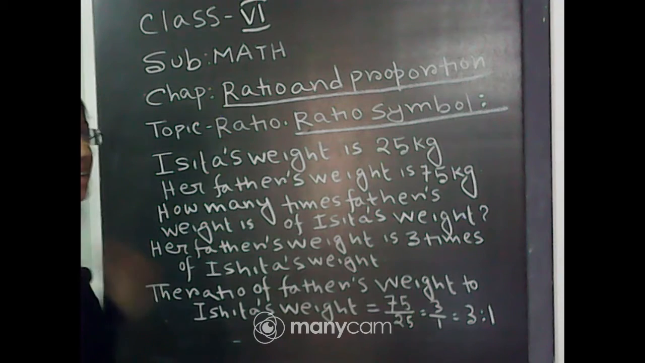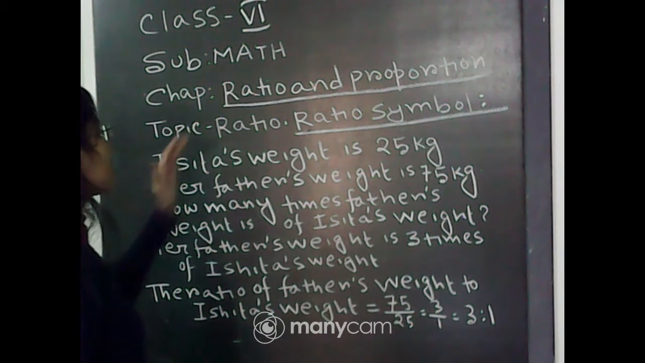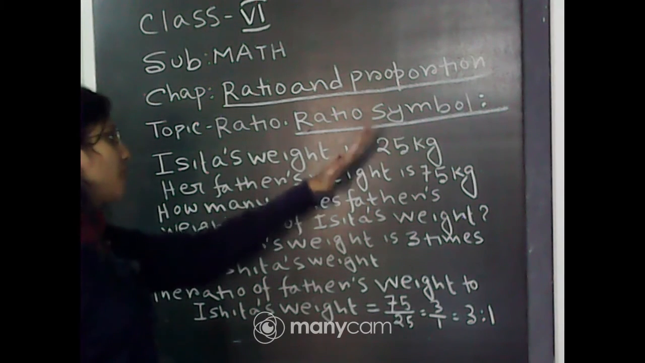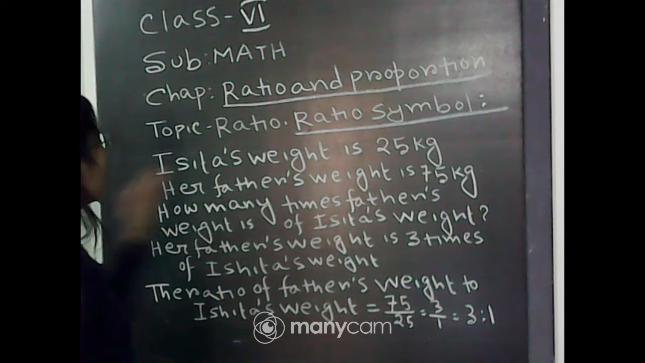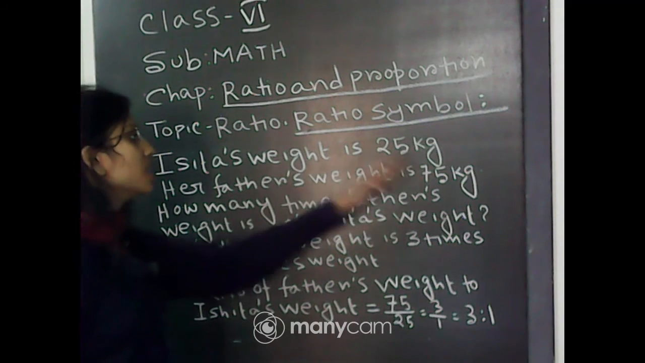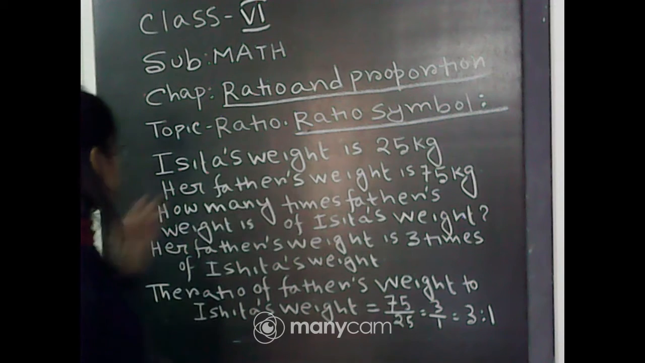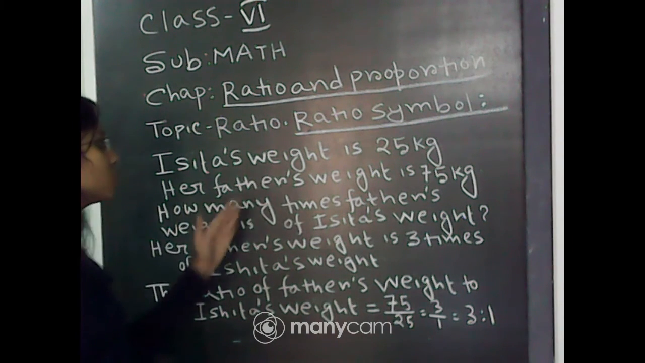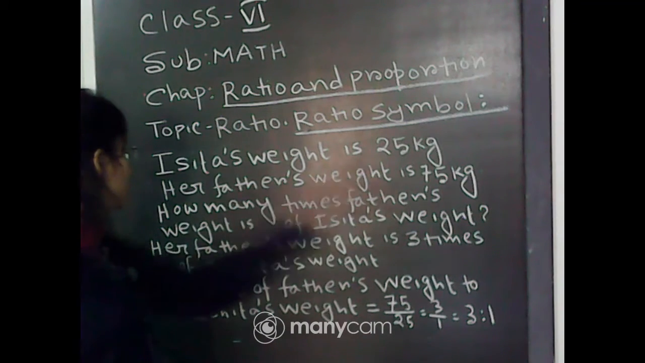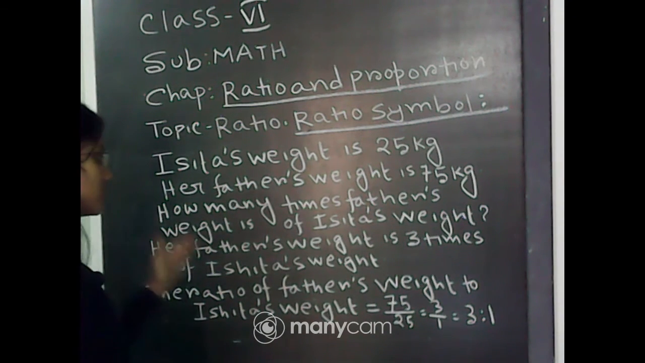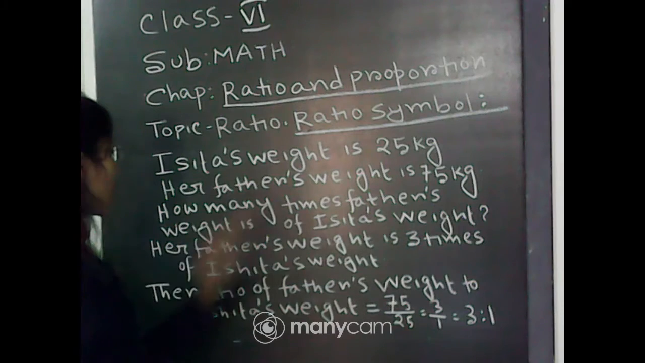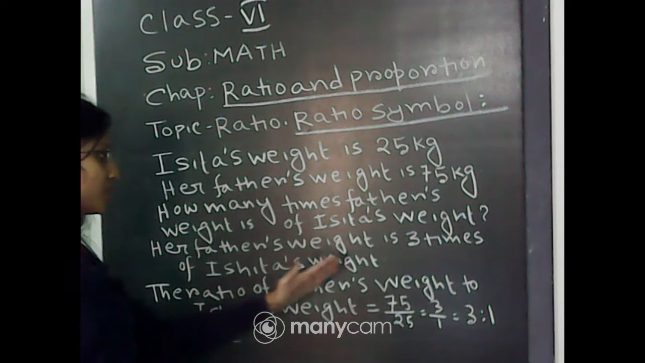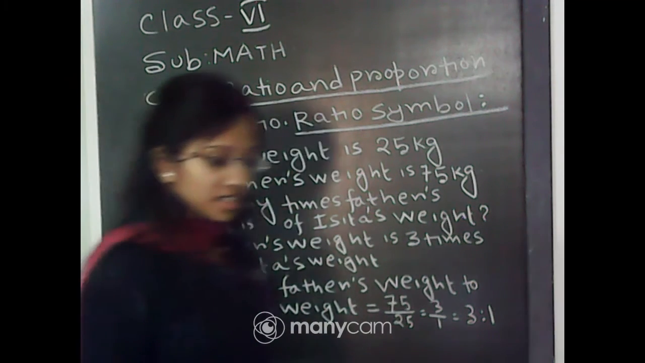Again I repeat, Ishita's weight is 25 kg and her father's weight is 75 kg. How many times father's weight is of Ishita's weight? Obviously, her father's weight is 3 times of Ishita's weight. We clearly see that.